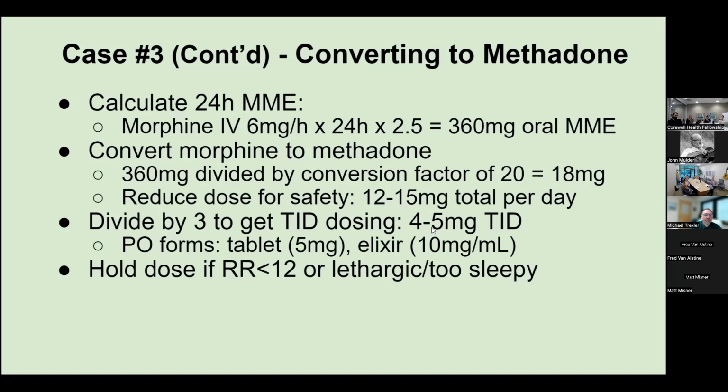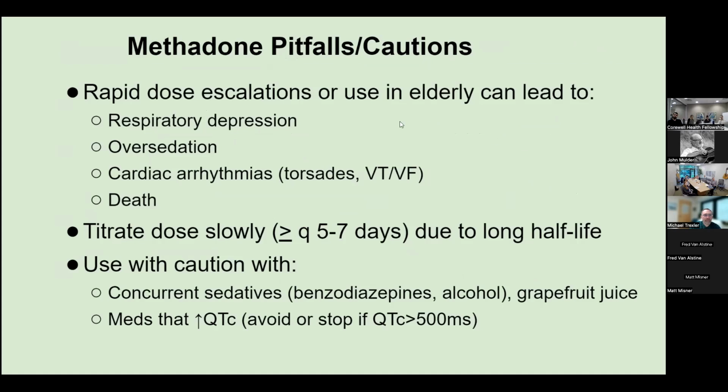So obviously methadone is really potent and it can be given as a tablet or an elixir, and then obviously hold the medicine if their respiratory rate is dropping or if they're too sleepy. Just watch out for respiratory depression. So that's why we don't escalate morphine very quickly. Watch out for oversedation, cardiac arrhythmias like torsades, VTAC. So if they have a prolonged QT interval, don't give it if their QT is over 500. And use with caution if they're on other sedatives or on grapefruit juice, because that delays the metabolism.